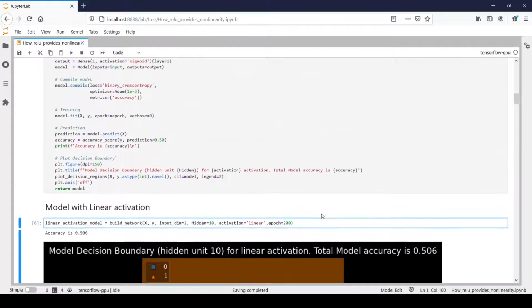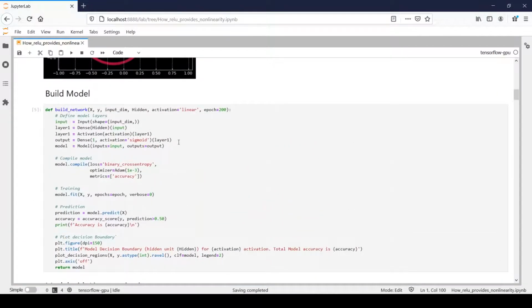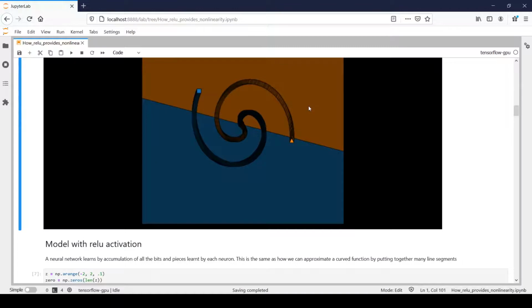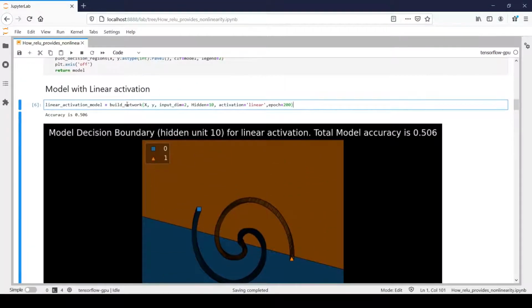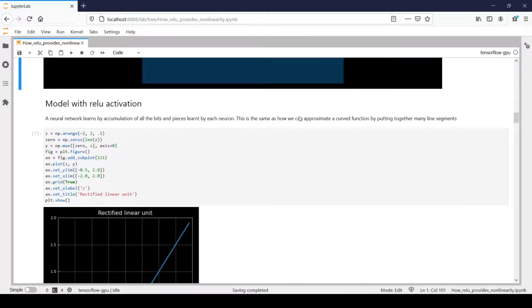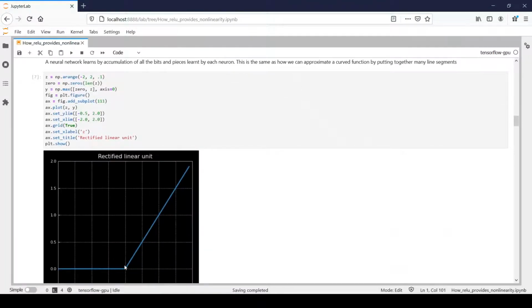So this small neural network is not able to identify the non-linear pattern because my activation is simply linear. Now we'll simply modify this activation function from linear to ReLU, and then we'll see the impact. ReLU activation will look something like this.